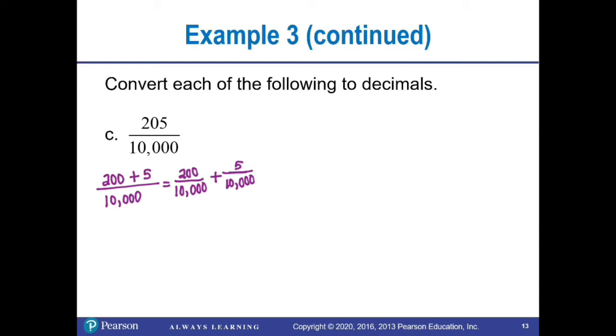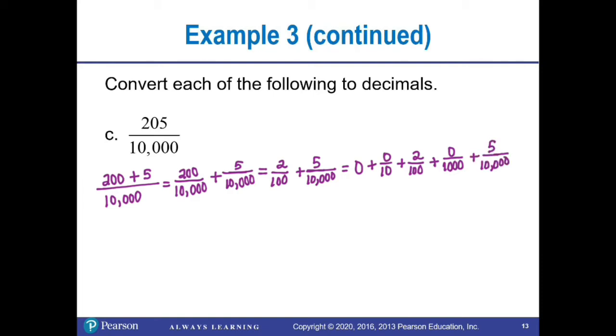But if I can simplify to a different power of 10, I always want to do that. So 100 goes into both 200 and 10,000. 100 goes into 200 2 times, and 100 goes into 10,000 100 times. Bring across the 5/10,000. Again, make sure you have powers of 10 in your denominators. We don't have any ones here, so I have a 0. I don't have any tenths, so I have a 0 over 10. Then I have 2 over 100. I don't have any thousandths, so I have 0 over 1,000. And then bring across the 5 over 10,000.